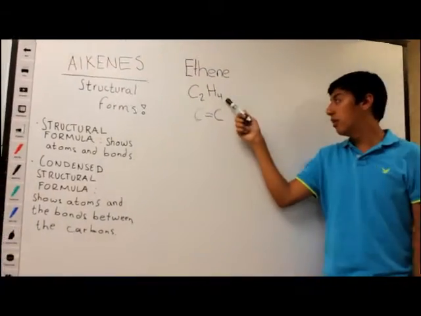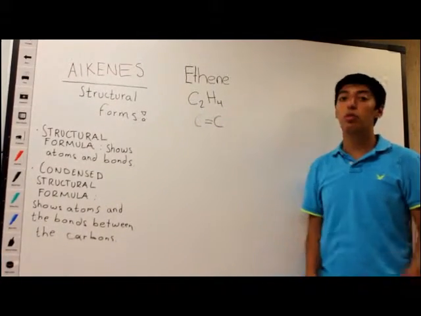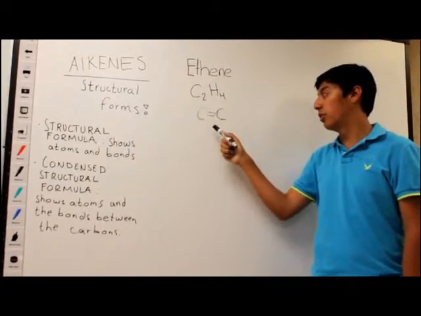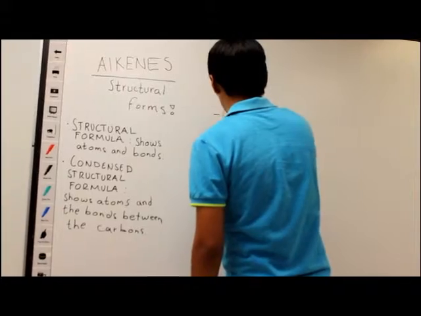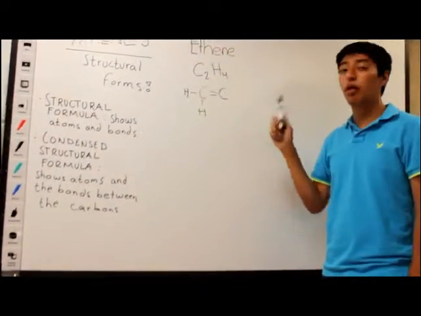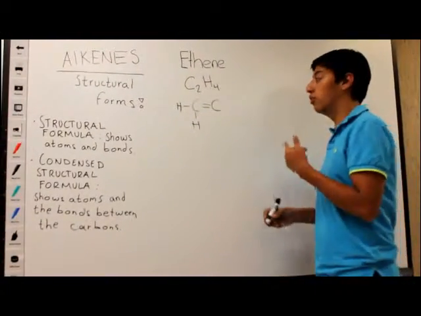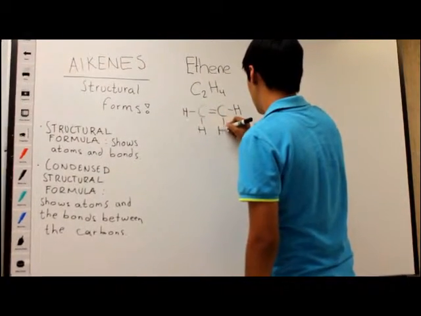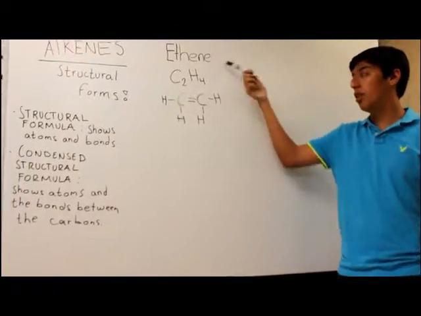Okay, now it tells you that it has 4 hydrogens, and each carbon can bond with 4 different elements. This carbon is attached to this carbon with a double bond, so it only has 2 left spaces. You write it here and here. And this carbon is also attached to this carbon with a double bond, so it has 2 left spaces for hydrogens. And here is the structural formula for ethene.